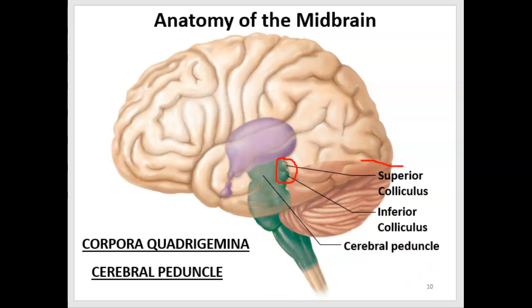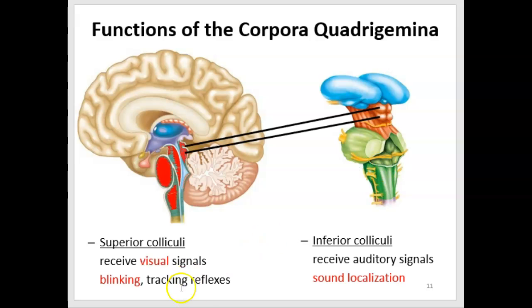The cerebral peduncles are most easily seen in sagittal or frontal views because they are anterior or ventral. So we're going to look at some other views of these. Let's start with the corpora quadrigemina. So rather than looking at a whole brain, now we've got a sagittal section on the left, and then we just have the cerebrum removed on this picture on the right.